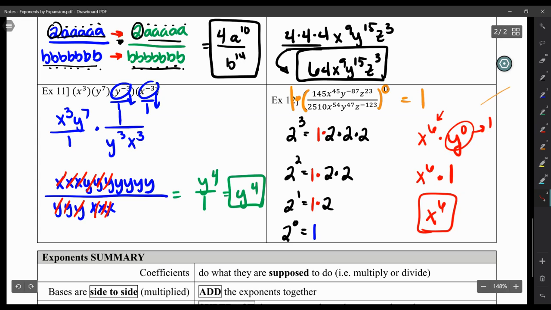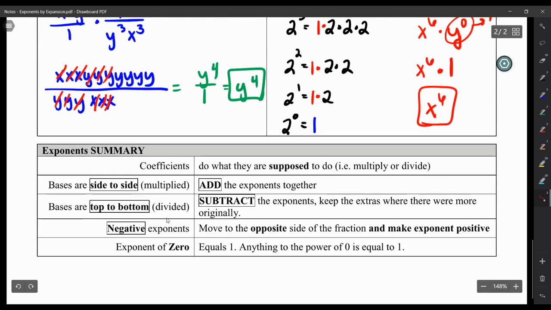That's the difference. So here's a quick summary of how these exponents work. Coefficients do what they're supposed to do, multiply or divide. If the bases are side to side, you add their exponents together. Bases top to bottom, you subtract the exponents. Negative exponents move to the opposite side of the fraction and become positive. An exponent of 0 equals 1.